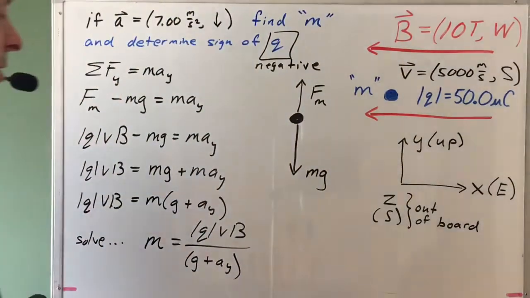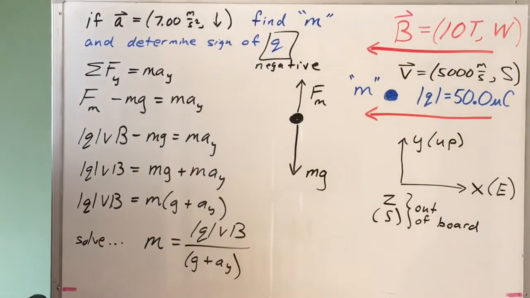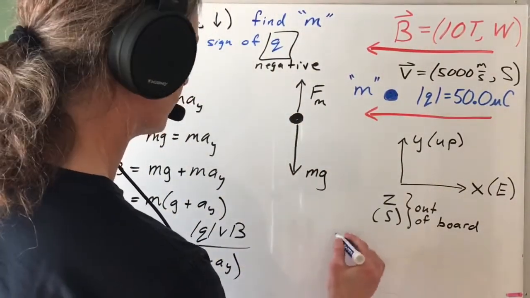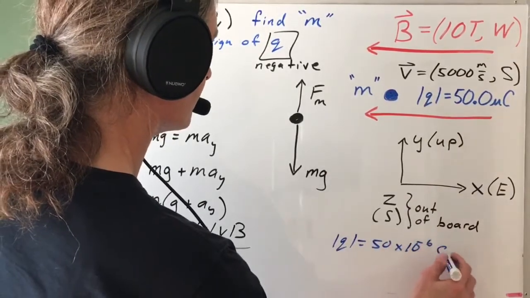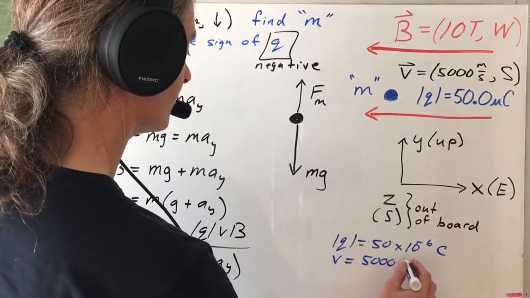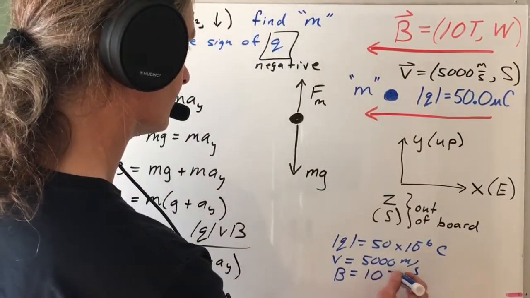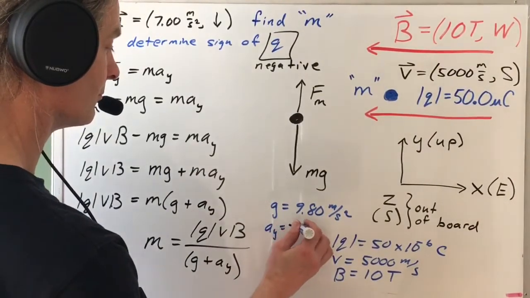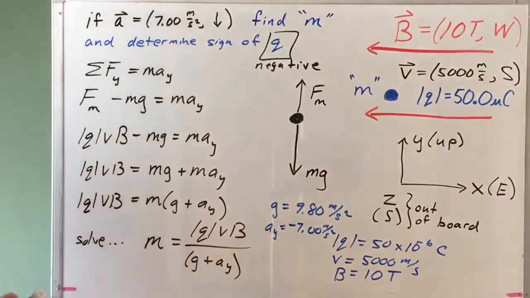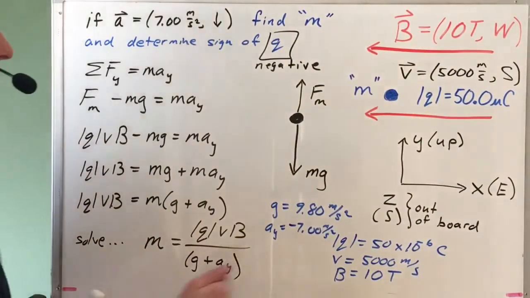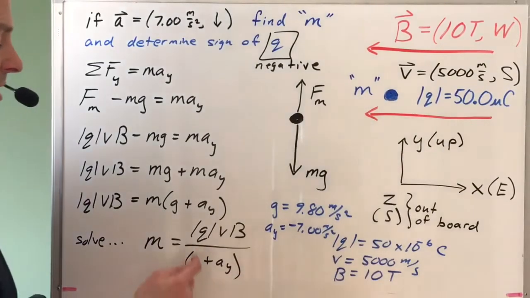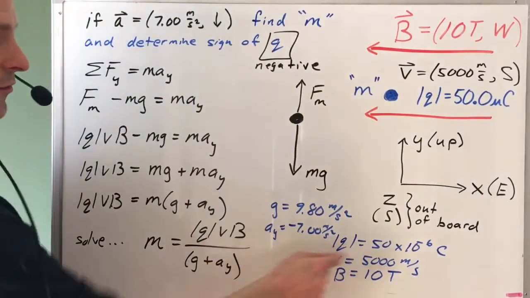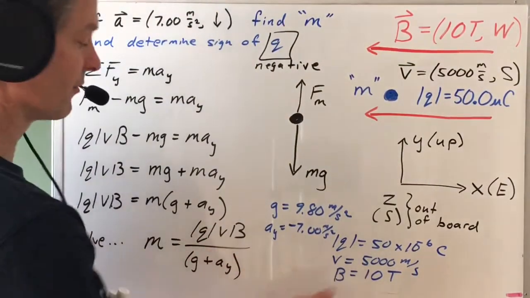All right, so I can plug in for all these quantities. I'm just going to write all the quantities down. If you plug all of these in, the charge is 50 times 10 to the minus 6 coulombs. That's the absolute value of that. Velocity of magnitude of 5,000 meters per second. Magnitude of magnetic field is 10 Tesla.